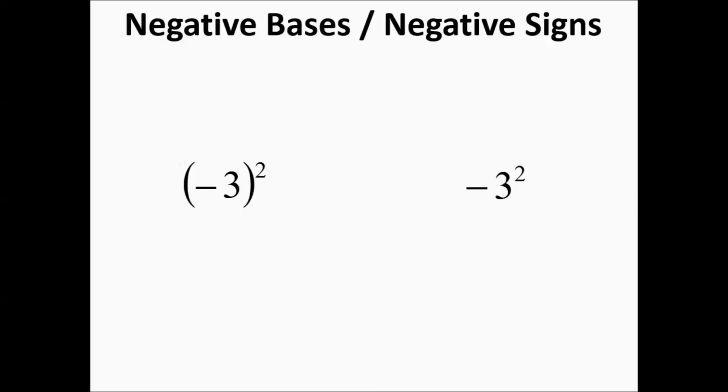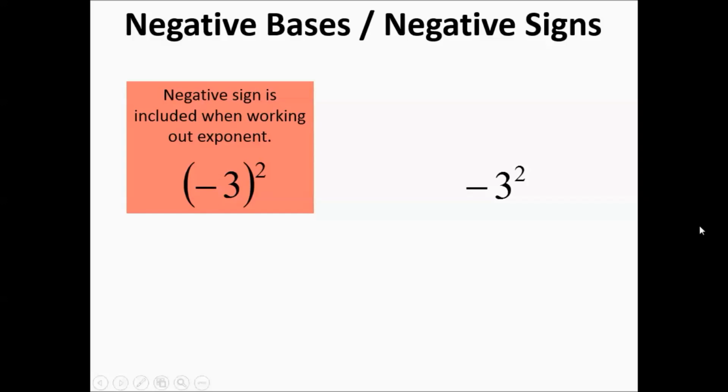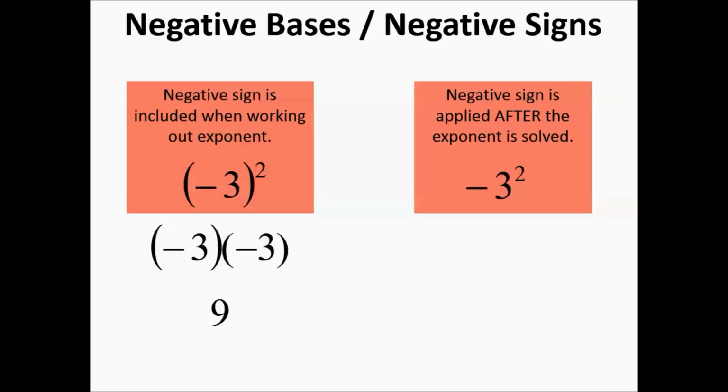So we have two expressions here. We have negative 3 in parentheses to the second power, and then we have negative 3 to the 2nd. And they don't work out to the same thing. In this first one, the negative sign is included. When the negative sign's in the parentheses, you include it when working it out. So you would have negative 3 times negative 3. Two negatives multiplying make a positive, so that's going to be a positive 9. Over here on the right, the negative sign is applied after you work out the exponent. So it's negative 3 times 3, and that one's going to be negative 9.